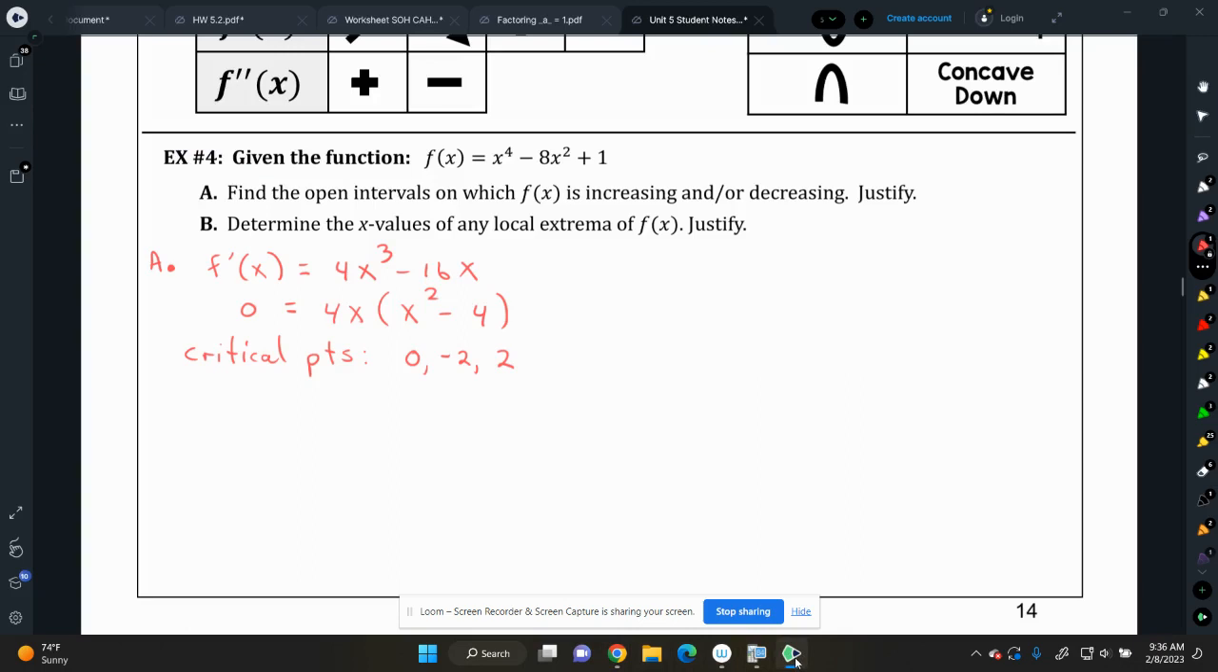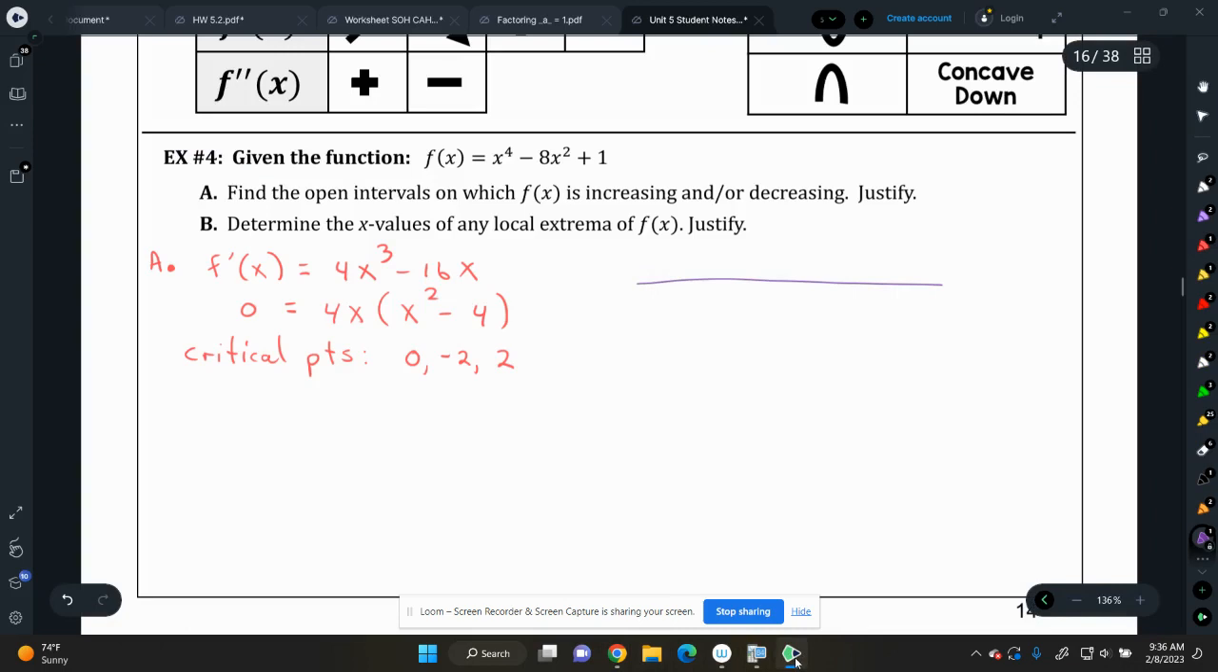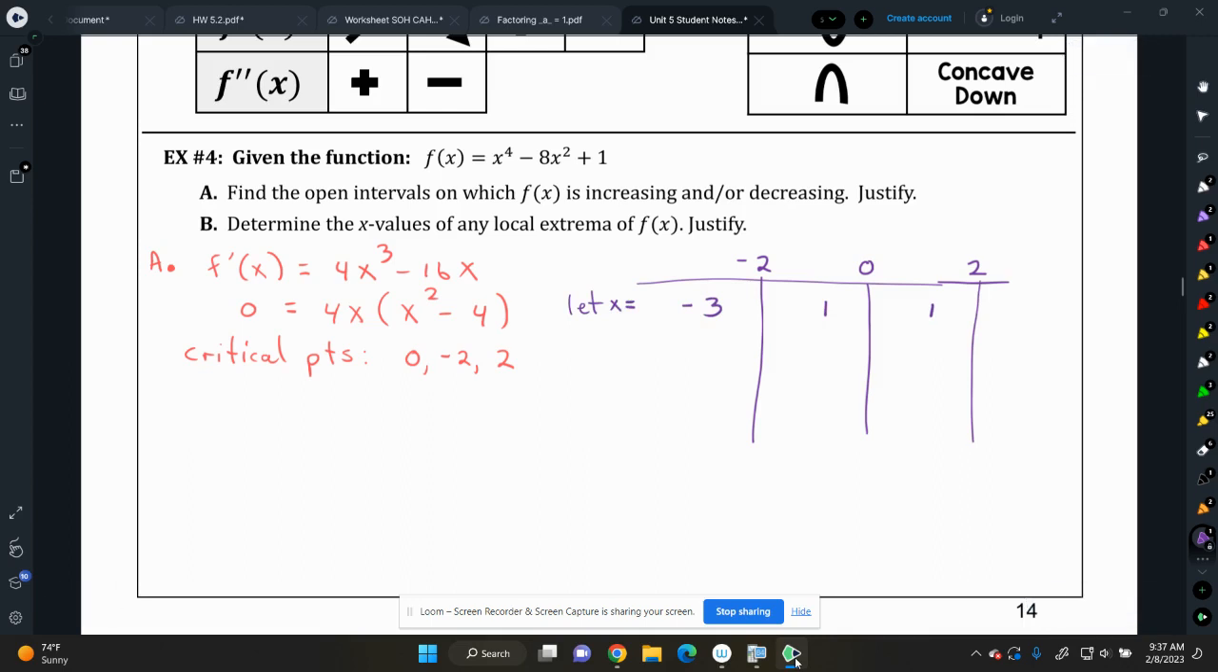Yes, I am. Okay. So let's make our table. I'm going to do lowest numbers to highest: -2, 0, 2. Okay. So let x equal -3, and 1. I'm sorry, -1 and 1.